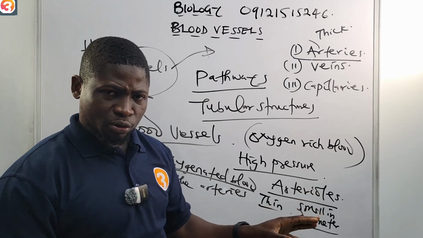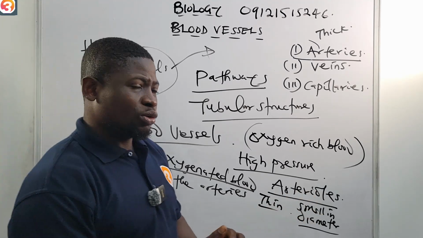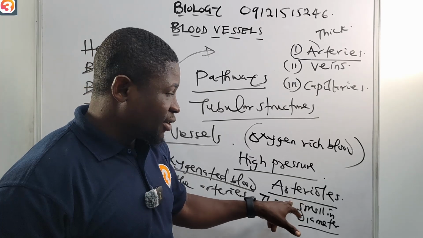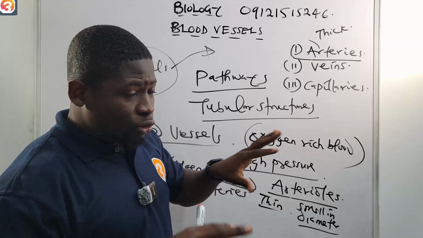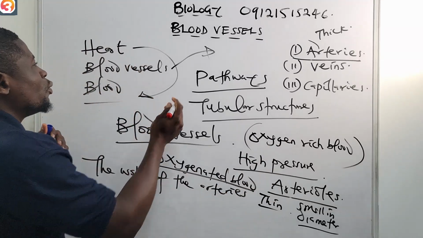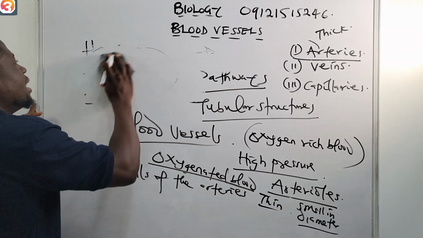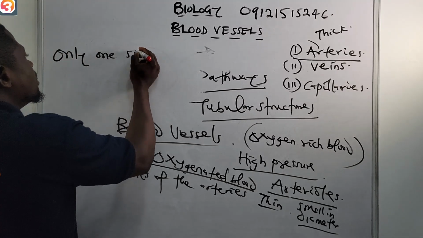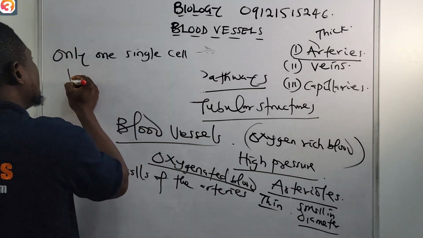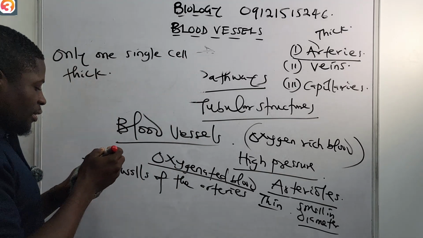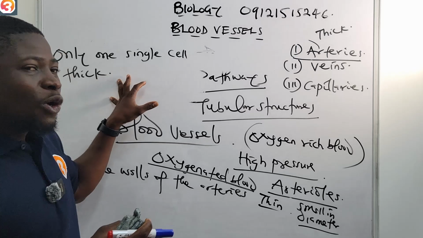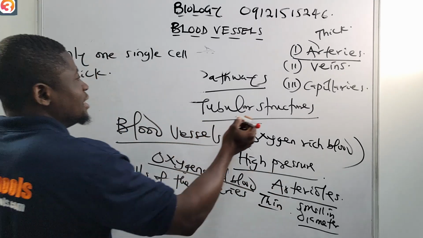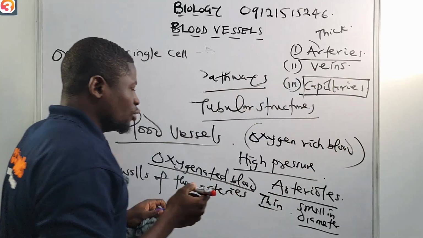These arterioles will continue to branch out until they get to what we call the capillary. They will continue to branch out to a point where they become only one single cell thick. As they branch out to this point where they become only one single cell thick, we now call them capillaries. So that is that.